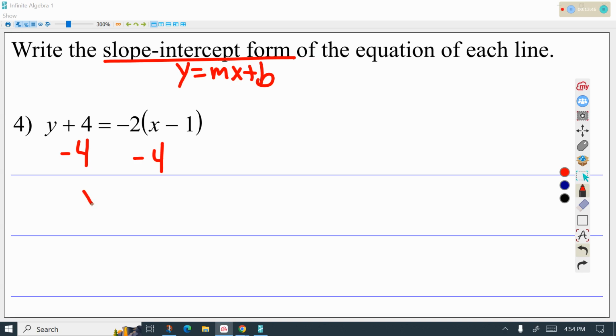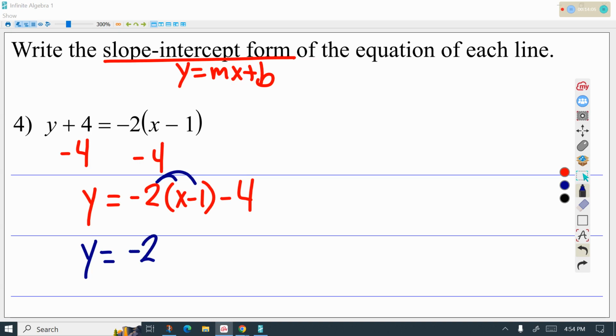So I'm going to move that 4 to the other side. And so now what we have here is negative 2x minus 1, and then it's all minus 4. Okay, so at this point, we distribute the negative 2. So negative 2 times x, but we also have negative 2 times negative 1. So negative 2 times x is negative 2x. And then we got a negative times a negative, so that gives me positive 2. And then we got minus 4 at the end. So in this case, we'll end up with negative 2x minus 2.